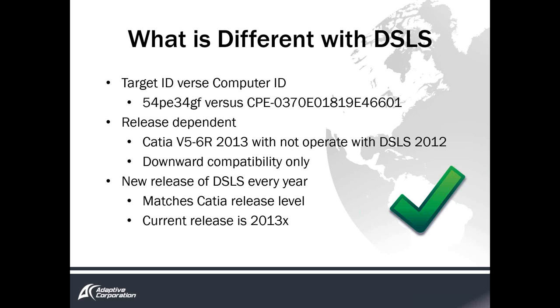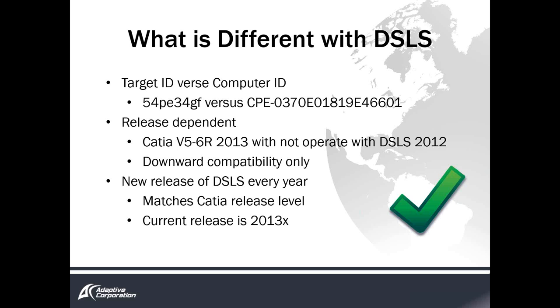So in this case, if I had DSLS 2012 on my system and I get my first CATIA, and somehow I get those mixed up, then the CATIA license will not be accepted by the DSLS, and it'll give you an error telling you that that is the wrong version.